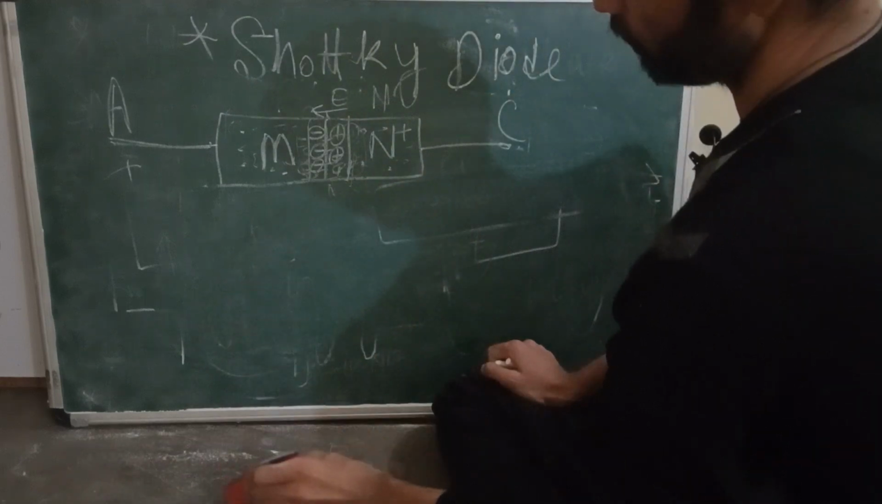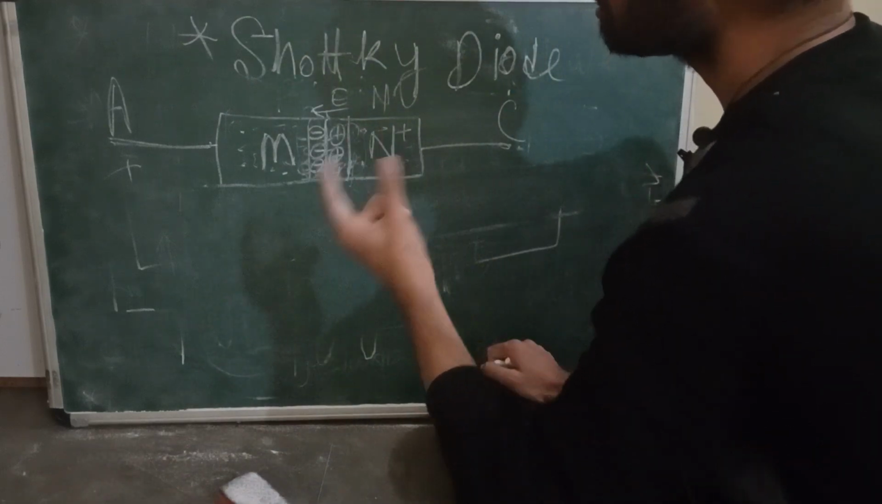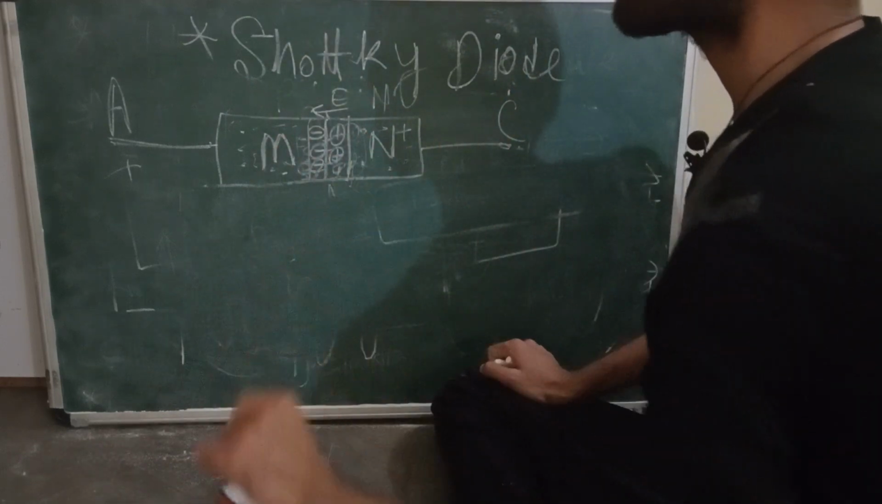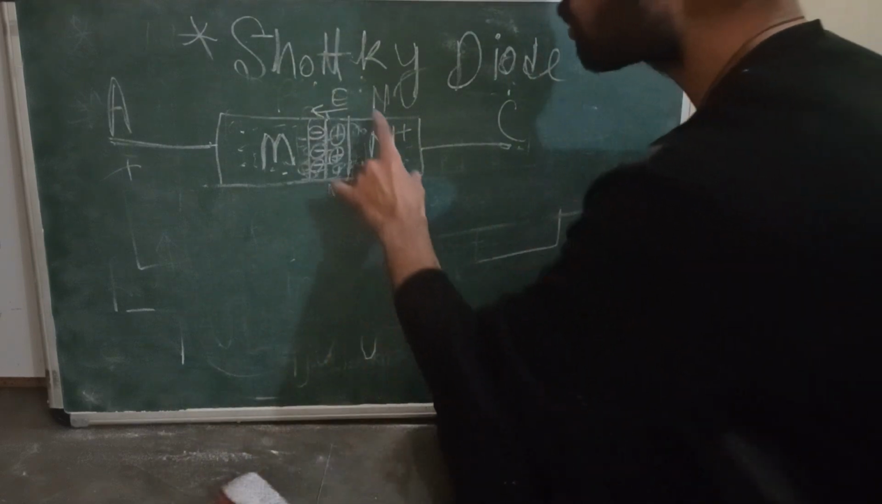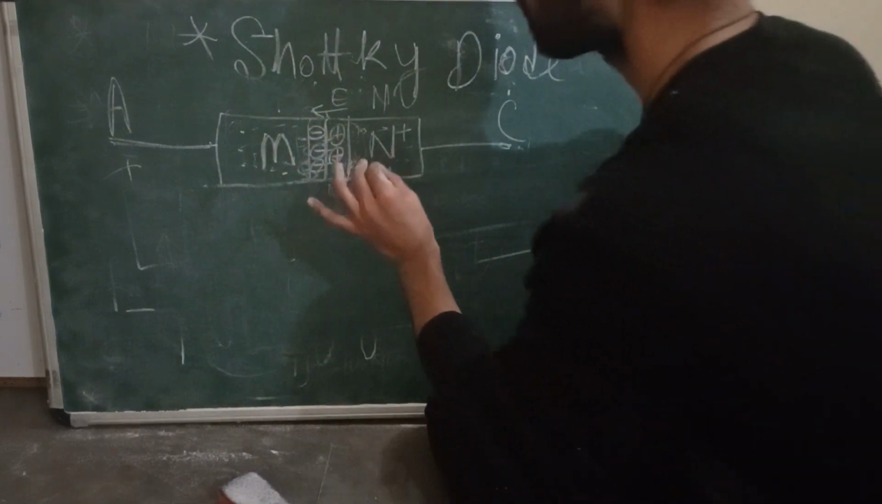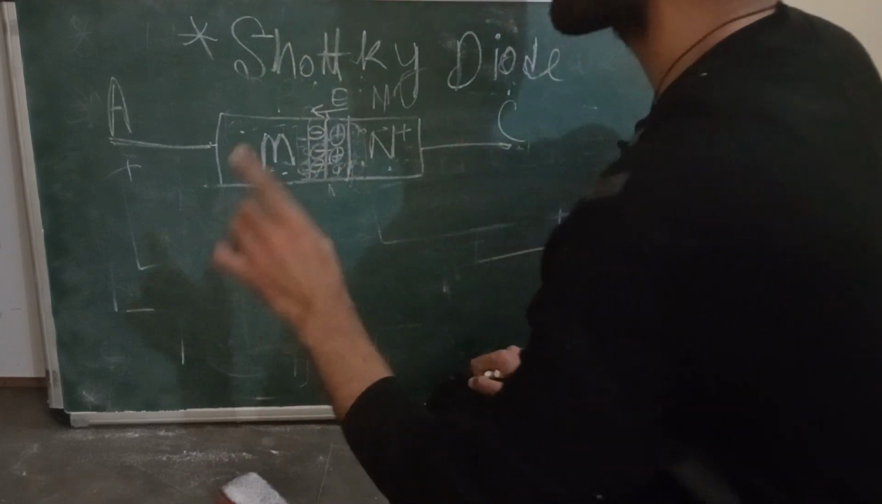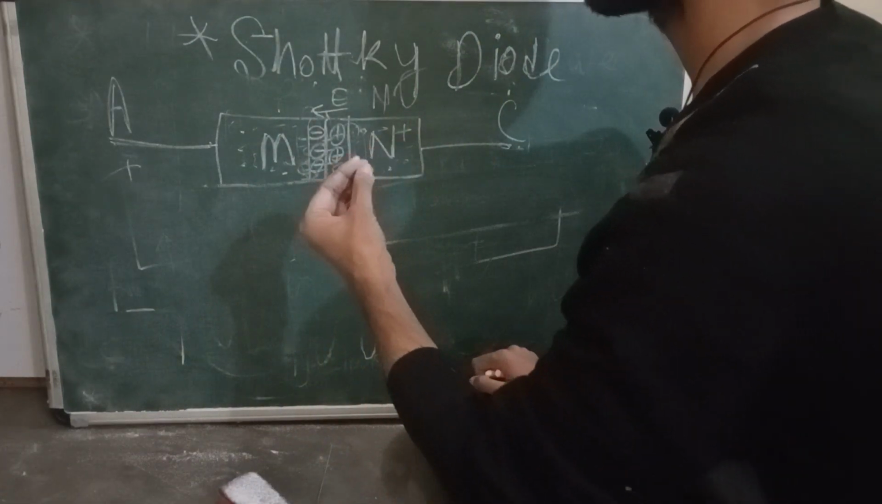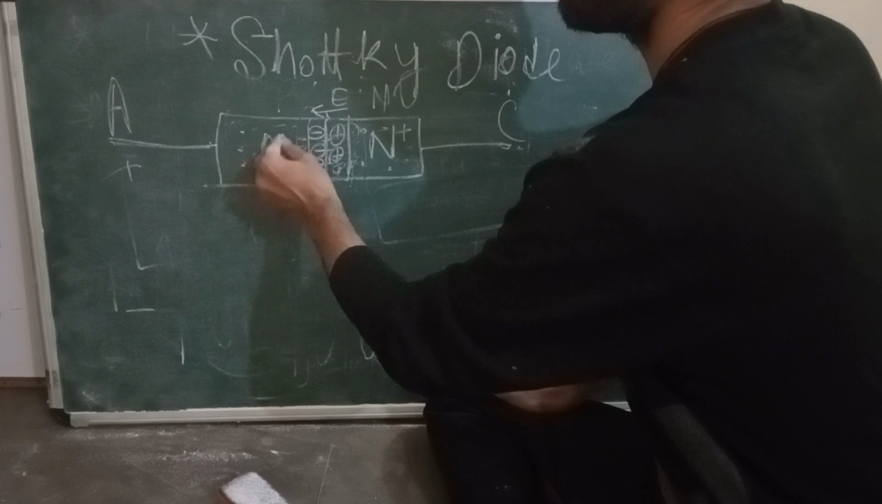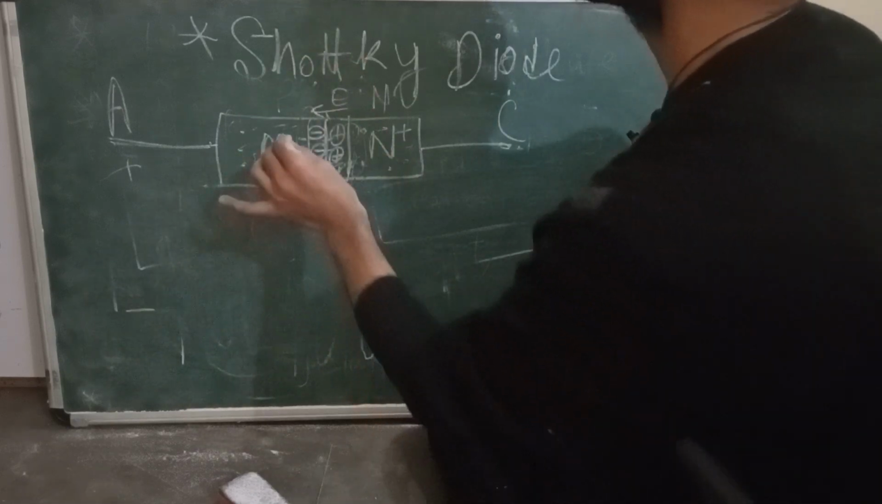Now, during reverse bias, there is no minority charge carrier at all. Okay, but there is no minority charge carrier. During reverse bias, the current is only due to what? Thermal excitation of electrons in the metal.